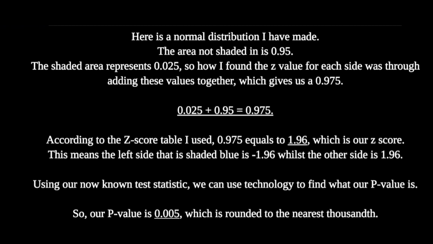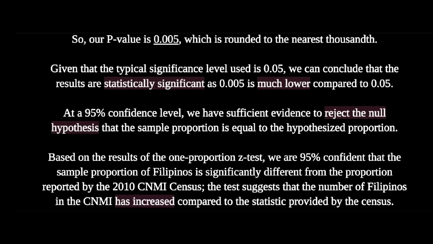Using our now known test statistic, we can use technology to find out what our p-value is. And using my calculator, I found that the p-value is 0.005, rounded to the nearest thousandth. Given that the typical significance level used is 0.05, we can conclude that the results are statistically significant, as 0.005 is much lower compared to 0.05.